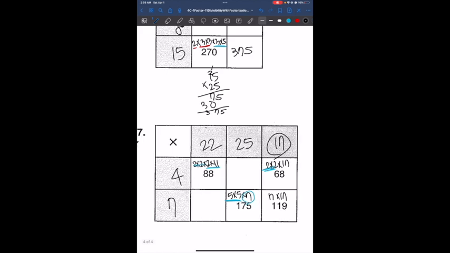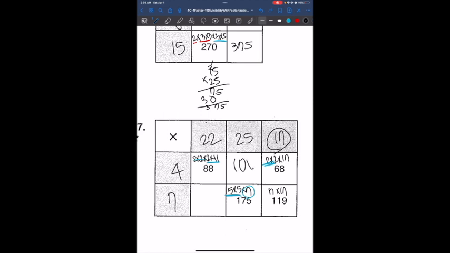And so to figure out these two squares, we're going to do 4 times 25, which is 100, and 22 times 7, which is 154.